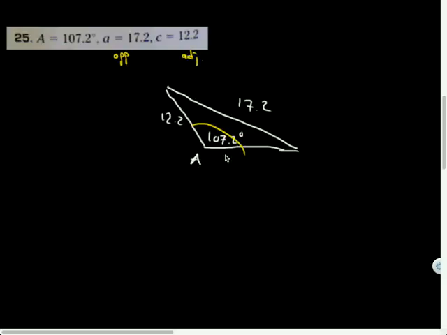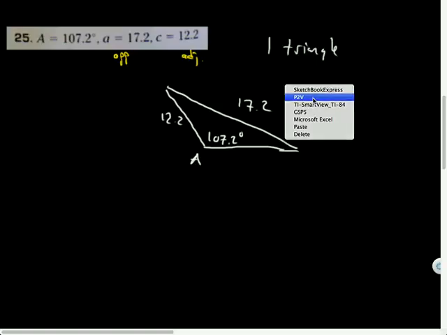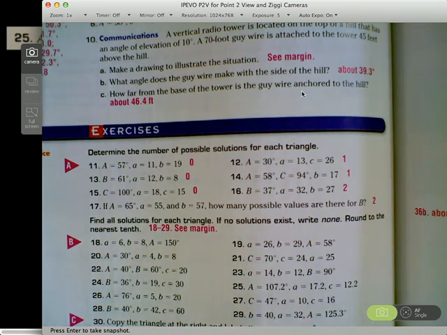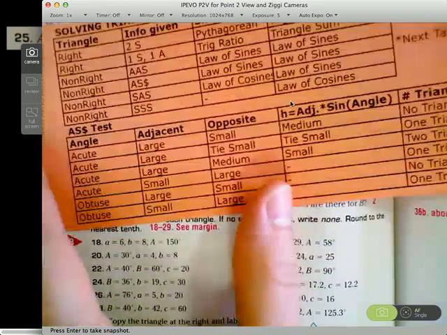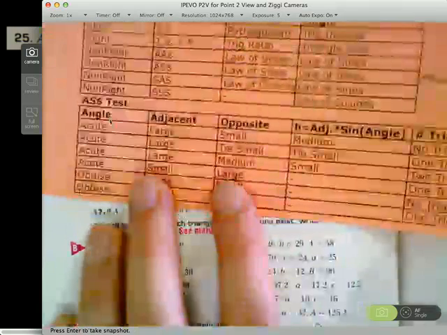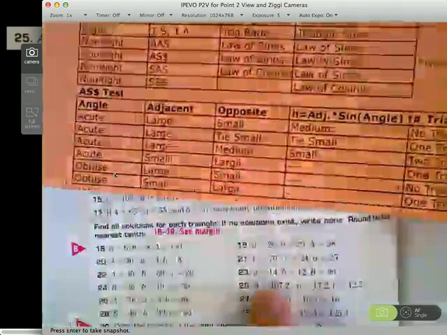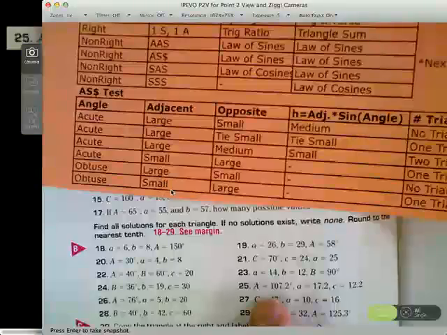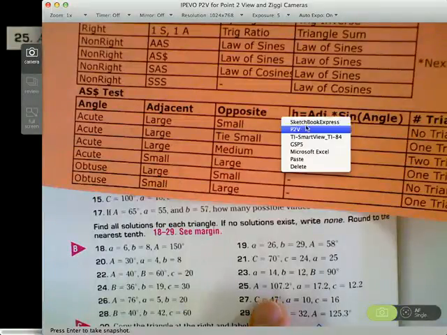And this is an obtuse angle, and since the opposite is larger than the adjacent, we know there's one possible triangle. So one triangle. Where that shows up on our little chart is right here, in the side-side-angle situation. So I go down to the secondary table, and it's obtuse, and the opposite is larger compared to the adjacent, so it's a one triangle situation here.